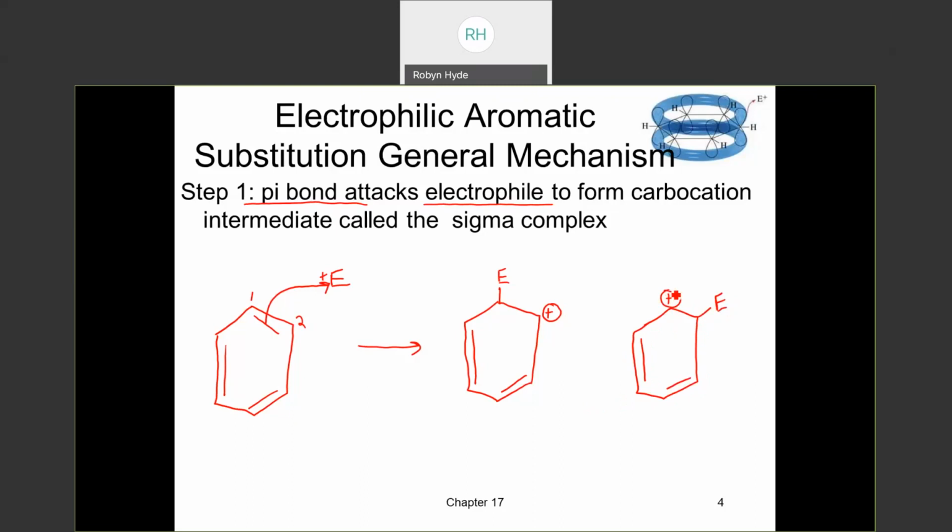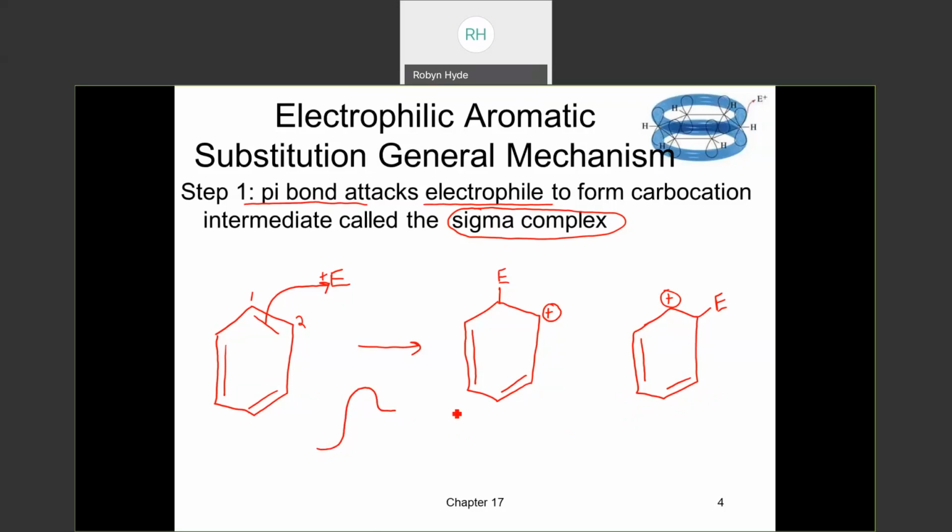This carbocation intermediate has a unique name. It is called the sigma complex, and that is because it is a unique structure. It is a cation in the middle of a conjugated ring, so it has a special name since it's a special kind of structure. Okay, this very first step of the chemistry is high in energy because I am forming a carbocation.